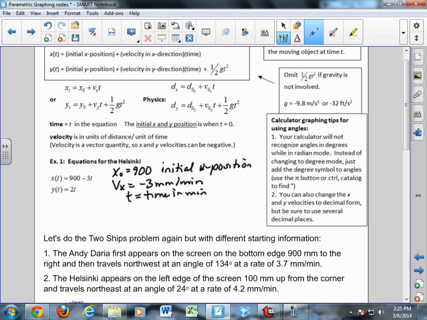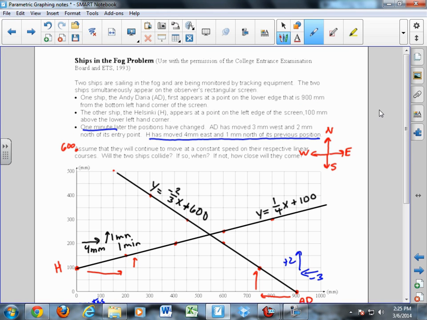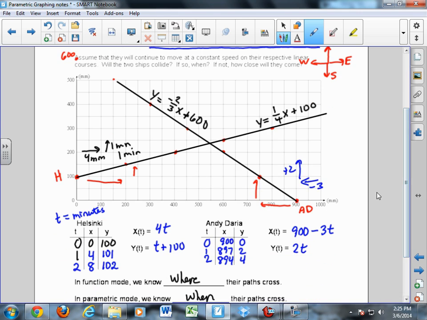When we look at our y equation, our y sub 0 is equal to 0. There was no initial y displacement. And then 2 millimeters per minute was our velocity in the y direction. And once again, no gravity involved here. Now, we were given our x and y positions in terms of velocities, we were given that we went 3 in one direction, 2 in another, 4 millimeters in one direction, 1 in another every minute. So we were given our velocities just by giving our x and y velocities.